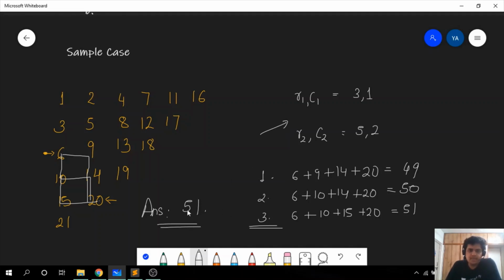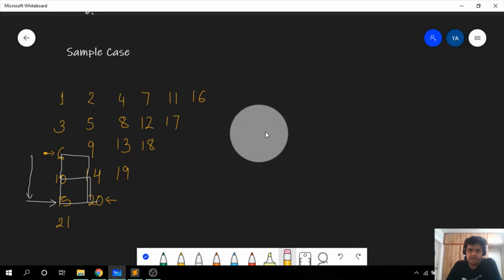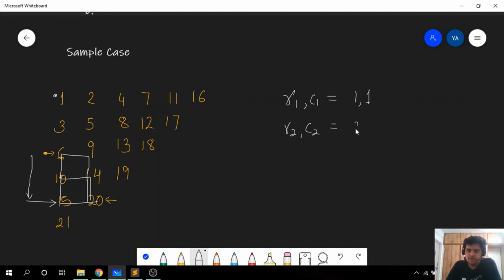Now, did you observe something from this? We get the maximum answer when we go down first and then go right. So hold on to this observation. We will strengthen this observation with another case. Now let us take a case where r1 comma c1 is equal to 1 comma 1, that is the first index, and let r2 comma c2 be equal to 2 comma 5. So 2 comma 5 is the second row and fifth column.